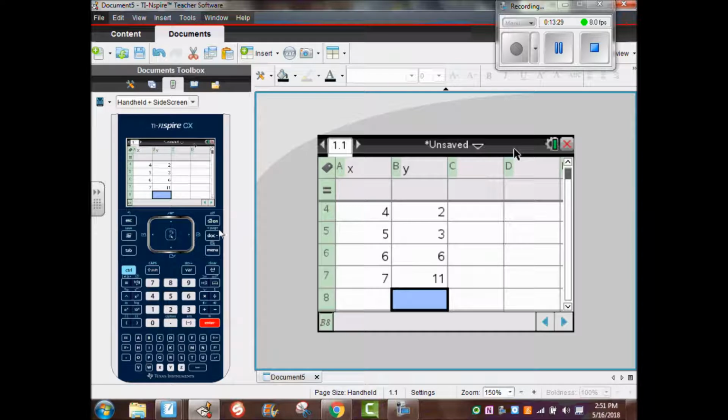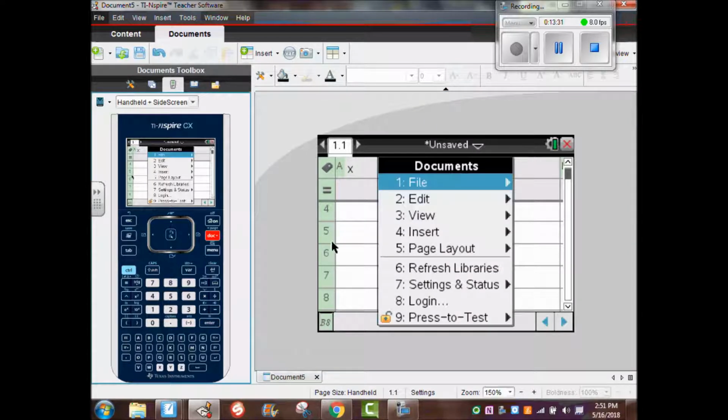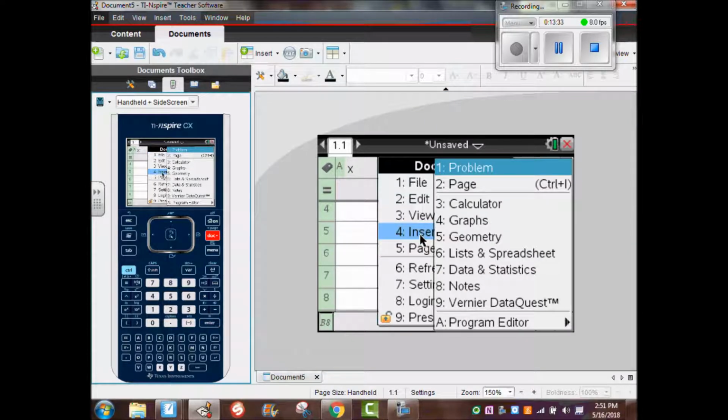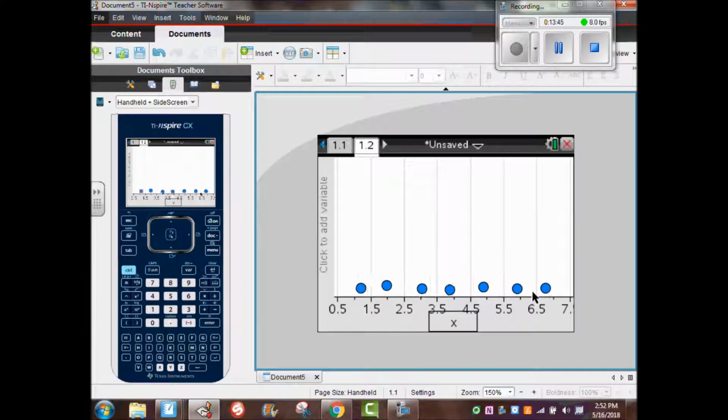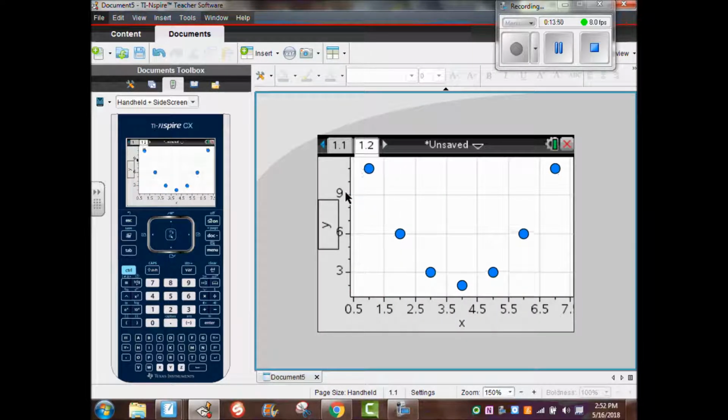So that's where I've got to go to Document, Insert, and I want a Data and Statistics page. Now it just took that data and literally threw it onto the page. Now we got to organize it. X. Okay, so there's a dot plot, and then I want Y. Okay, so this is my scatter plot.